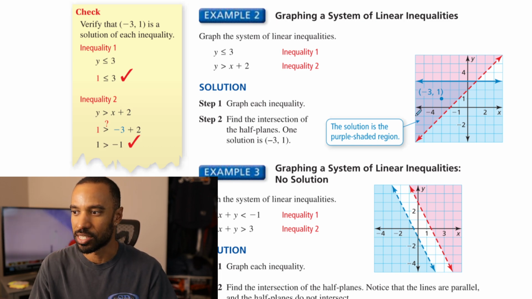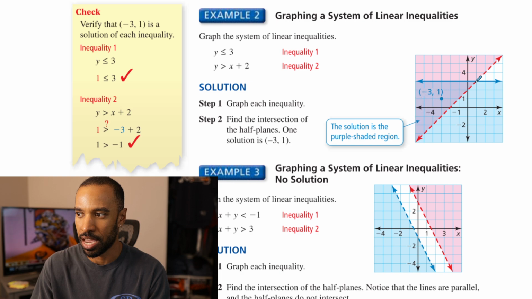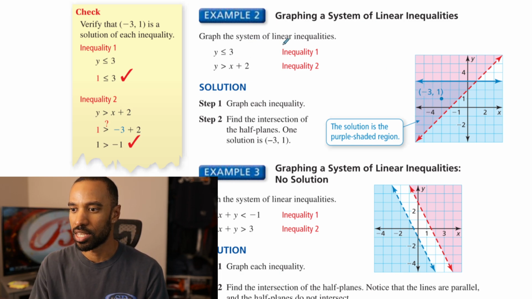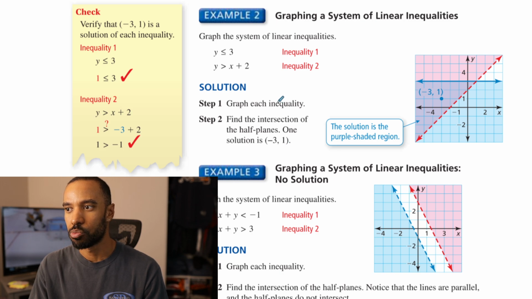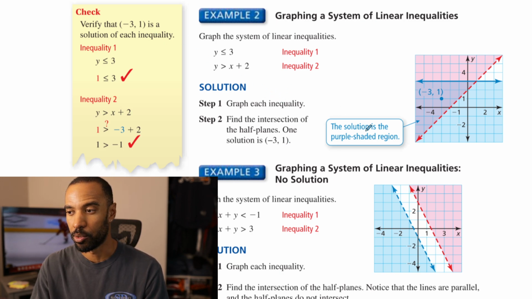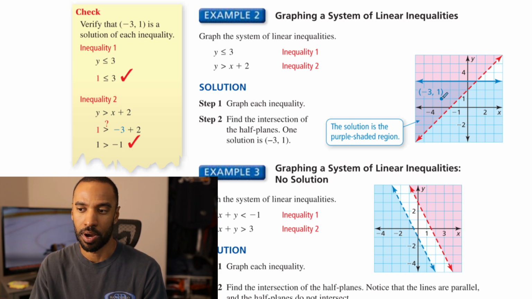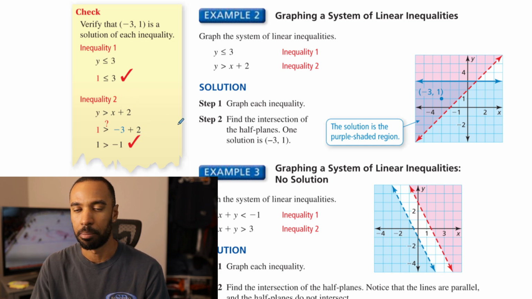And then what's inside, essentially the purple right there, is the overlapping shaded region. Anything within there and bound by the solid line is considered a solution to the system. So they say graph it, and they say find the intersection of the half planes, one solution. They never truly requested to find a solution or determine what is a solution, but negative 3, 1 is an example of a solution without needing to test, although the test is shown right here that both do pan out.